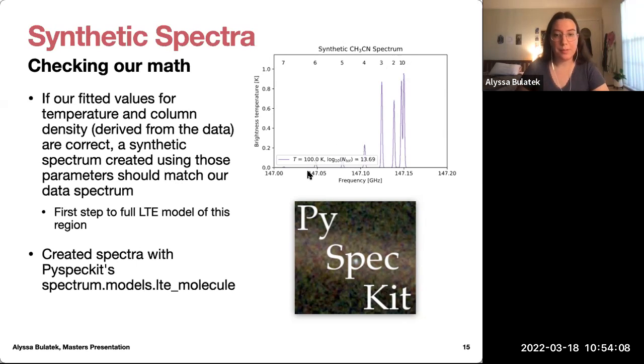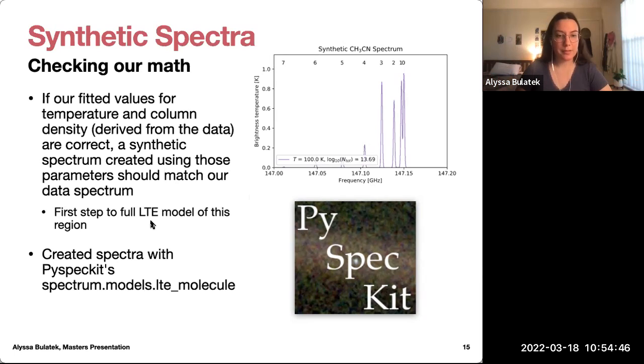And in addition to being a little check, we did it right or not, making these synthetic spectra is the first step in creating a full LTE model of this region. So if we include all the molecules that we identify, essentially we get a spectrum that should match our data spectrum closely. And any differences between the data and the model can tell us if we're missing molecules, if we've included molecules that are actually not there, or if we've gotten the temperature and column density measurements not quite right.